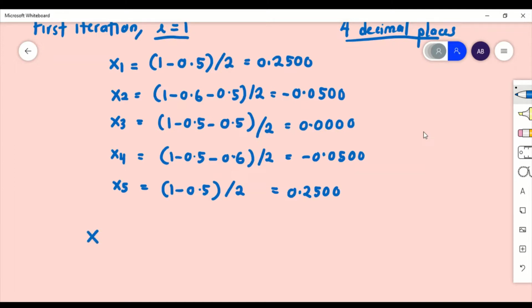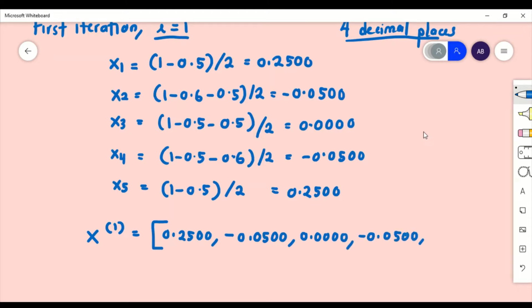I'll write it as x1. I obtain as the first value this one, second value negative 0.0500, next value is 0.0000, the next value will be negative 0.0500, and then 0.2500.